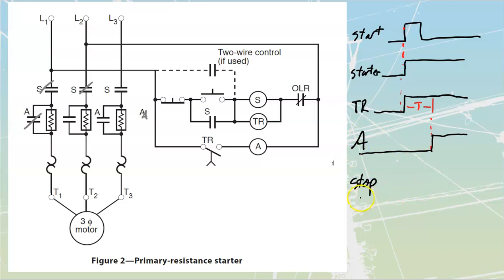My stop would look like this, where it's going to start high. And as soon as we take my stop low, it is going to reset everything else. A is going to go off, timing relay is going to go off, the starter is going to go back off as well. We see those relationships. So anytime that you draw these, you should be able to read a diagram like this and make it correspond with what we've got over here.